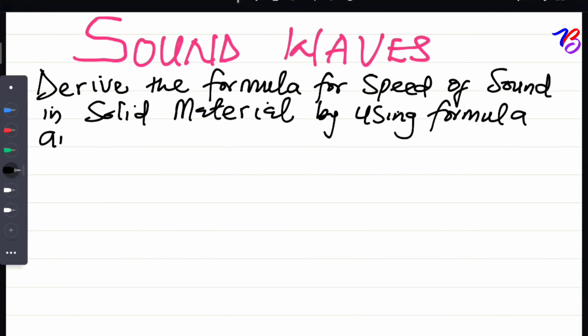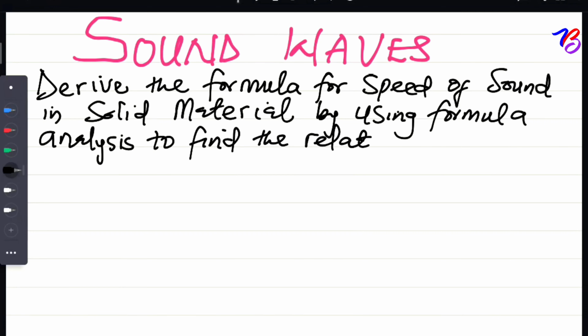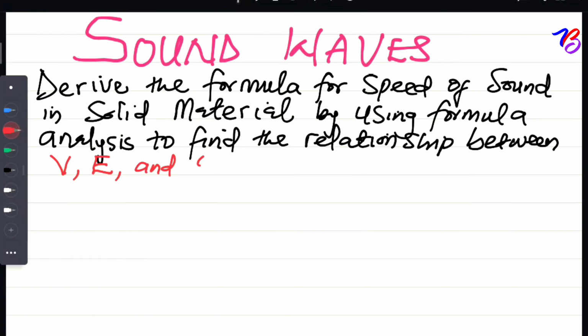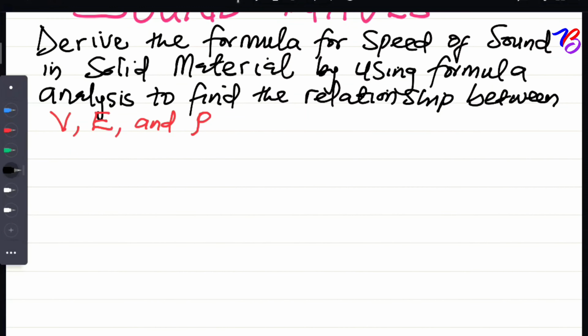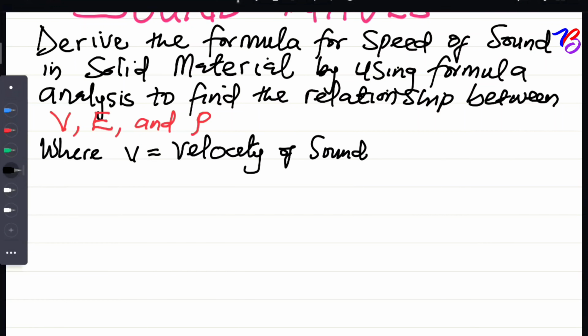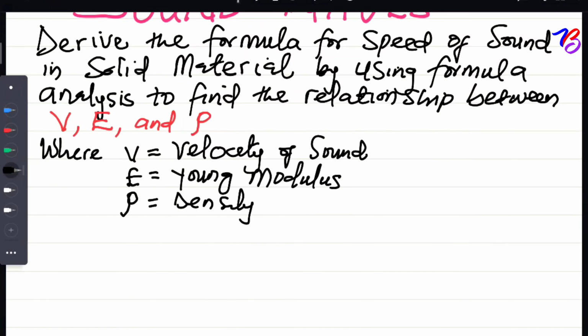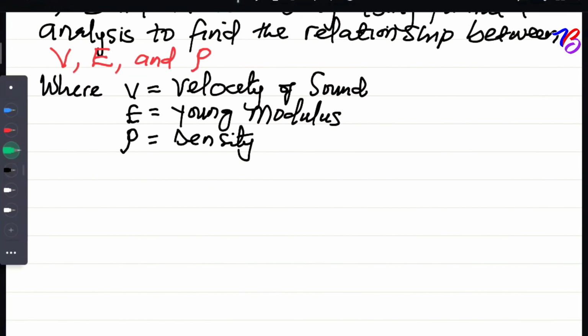But you need to know how to derive this formula by using formula analysis to find the relationship between velocity, which is V, E, which is Young modulus, and density. Are we here? Now, we want to show the relationship between V, E, and P. So where V is the velocity of sound in solid materials, then E is the Young modulus, and it has to do with solid materials. Then density is also here.